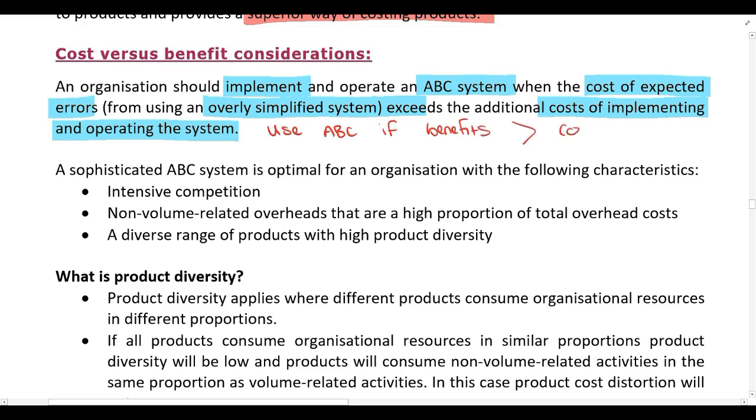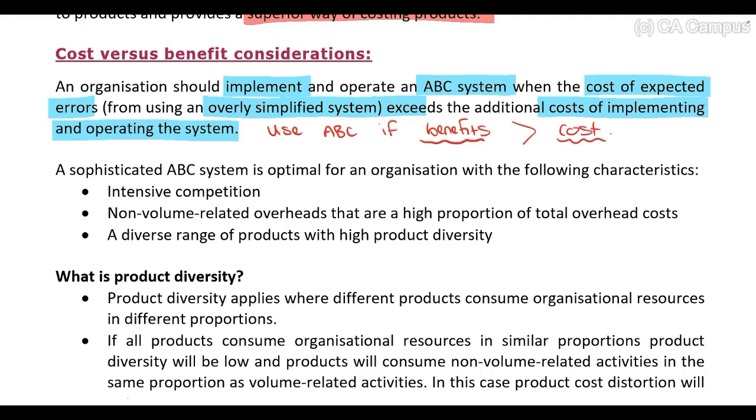exceed the cost. So if the benefit from now accurately costing your products, if that benefit is more than what it costs you to implement the activity-based costing system, then you should implement it. But if it costs you more than the benefits that you are going to obtain, then obviously don't do it. Okay, so just look at the cost versus benefit relationship.